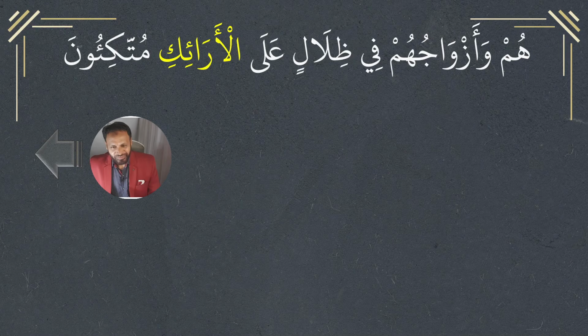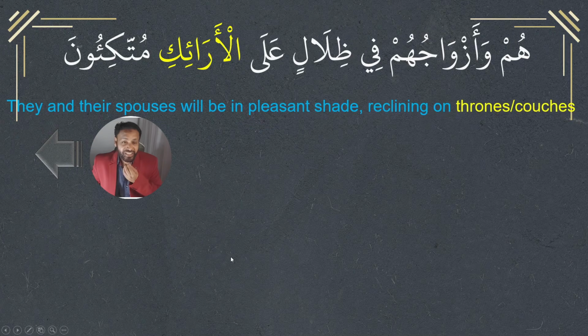Muttaqi'un. So whom they, wa azwajuhum, and their spouses, fi zilali, will be happy, alal araiki, reclining over the couches. They will be on the couches reclining. So they and their spouses will be in pleasant shade, reclining on the thrones or the couches.